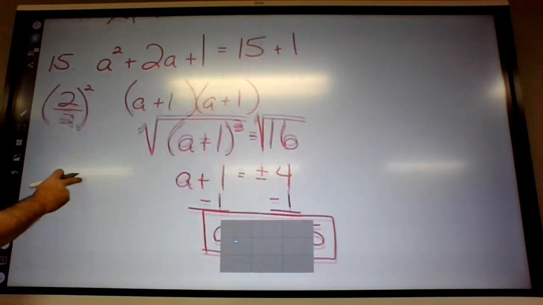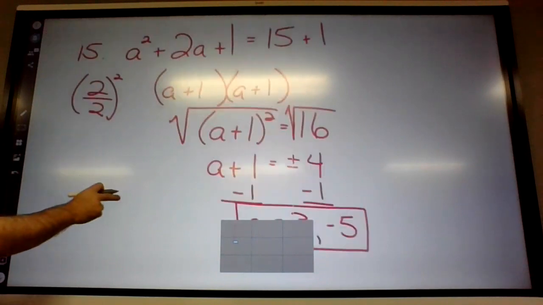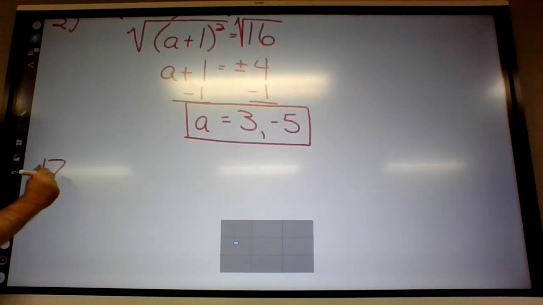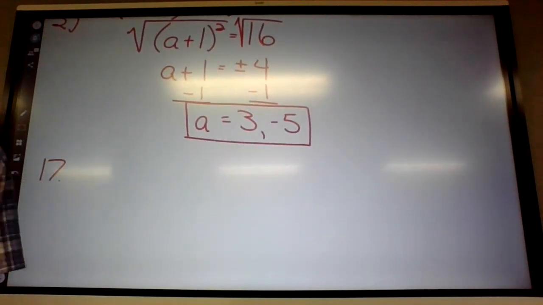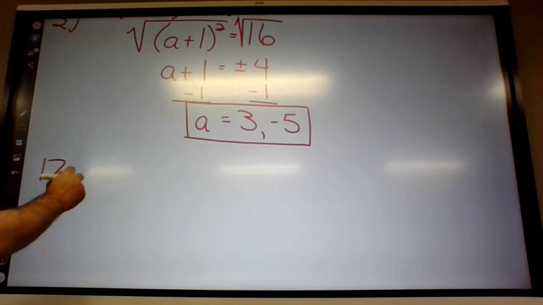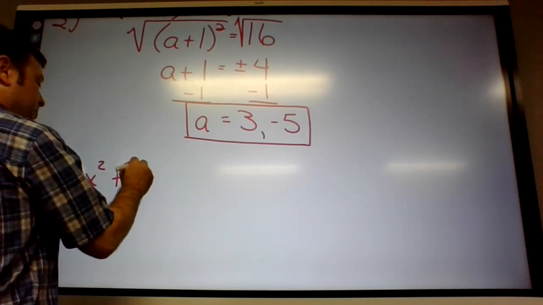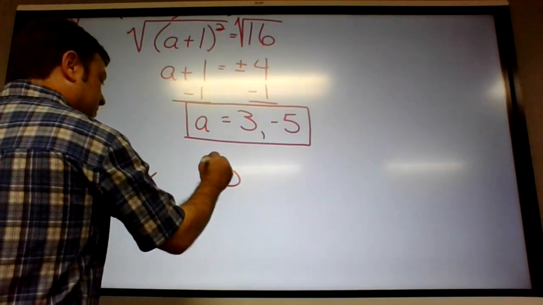And if you wanted to, you can plug that back into the original equation, see if those work. As always, on equations. 17. X squared plus 4x equals 5. Okay, I'm going to put a little bit of empty space right there.